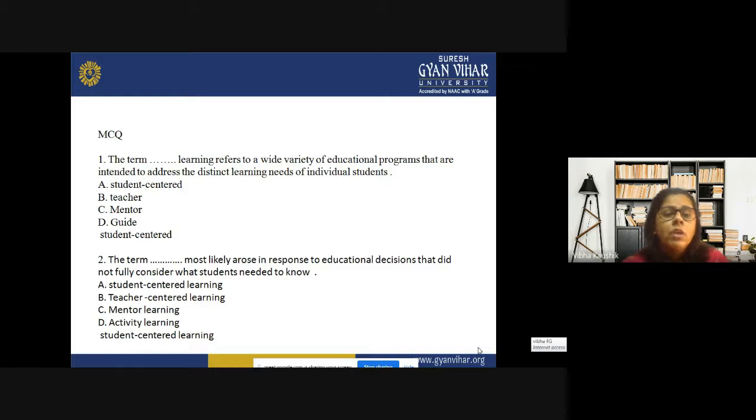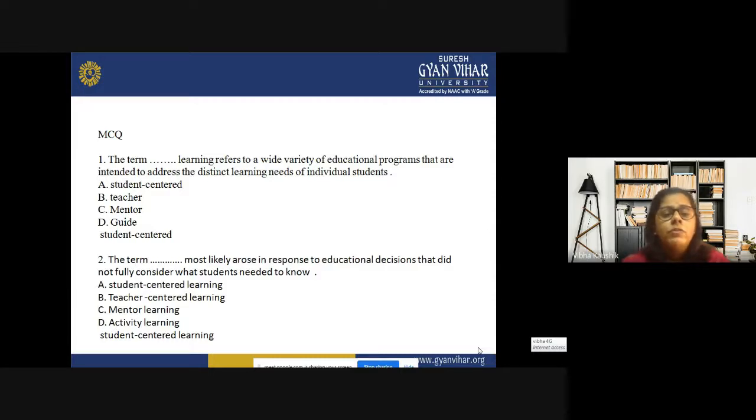Now the options are A student centered, B teacher centered, C mentor, or it's D guide. So the correct answer is option A, that is student centered learning refers to a learning where a wide variety of educational programs are designed or intended to address the distinct learning needs of individual students.